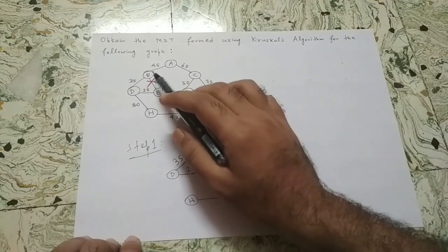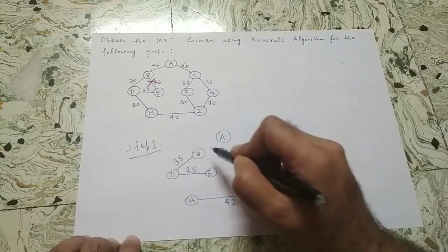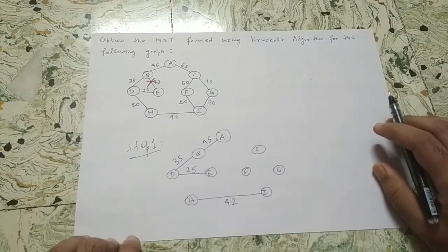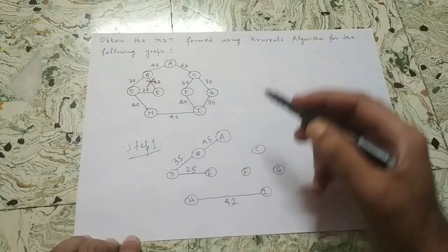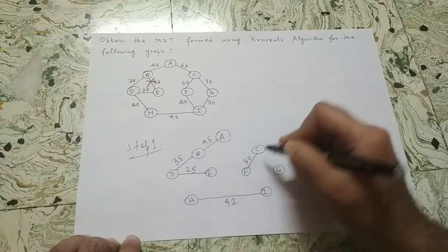If you observe, yes, 45 is the one. So if I include 45, it will not lead to a cycle. So let me include the edge 45. Okay, I've included the edge 45. Now the next edge weight that I should consider is 50. And if I add 50, it will not lead to a cycle. So let me add 50.